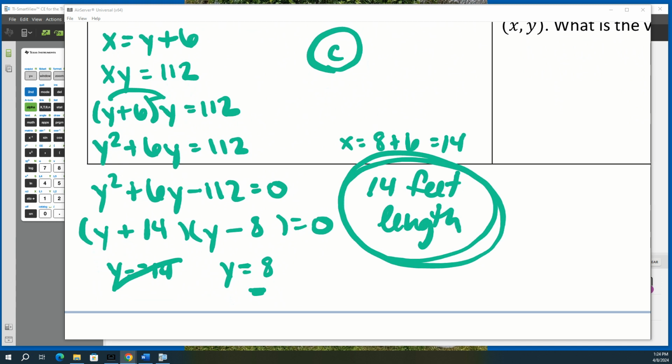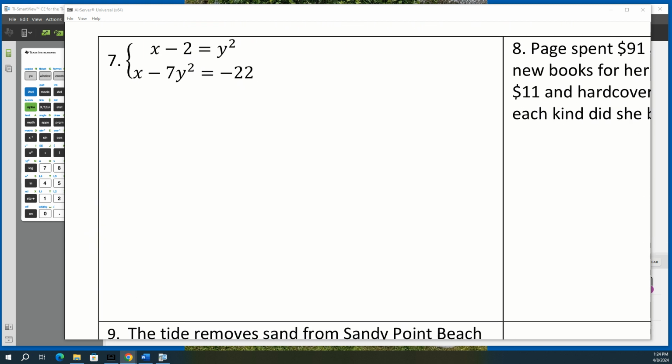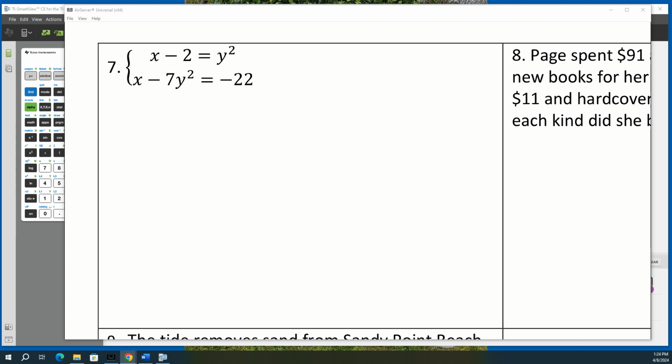Okay, we are not going to do 6 because it's going to be another method. All right, we are going to do 7. Okay, so do we want to solve both of these for y, or do we want to solve one of them for either x or y? No, solve both for x.